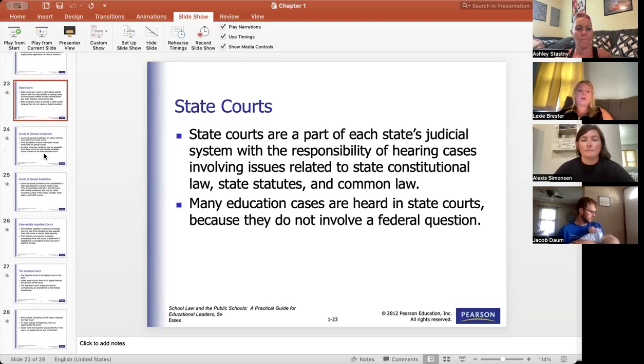State courts. So state courts are part of each state's judicial system with the responsibility of hearing cases involving issues related to state constitutional law, state statutes, and common law. Many education cases are heard in state courts because they do not involve a federal question. I think that also has a lot to say with the federal government. Sometimes they kind of just step back from education and let the power rest in the states. And so a lot of times those cases will stay within the state and not always reach maybe the federal court.